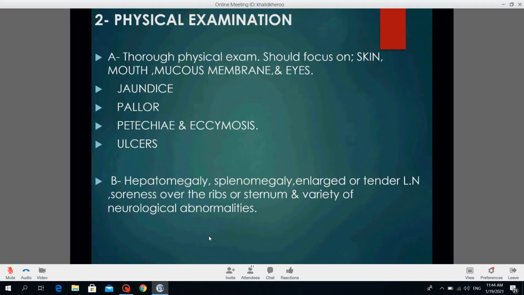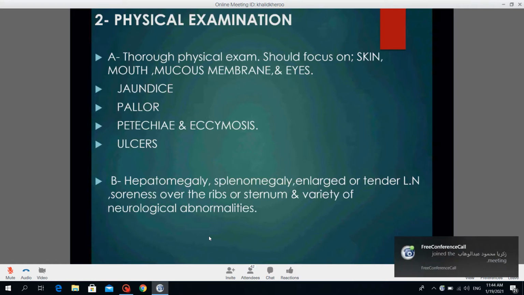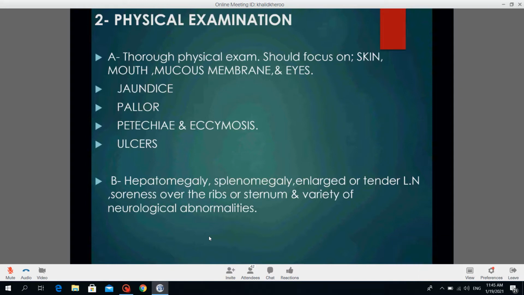Another manifestation of bleeding is purpura, which is similar to petechiae, but larger, more than 3 millimeters in diameter. Other important things to examine in the blood system, in addition to covering the lymph nodes: cervical, axillary, inguinal, epitrochlear. All these areas should be checked for the presence of enlarged lymph nodes.